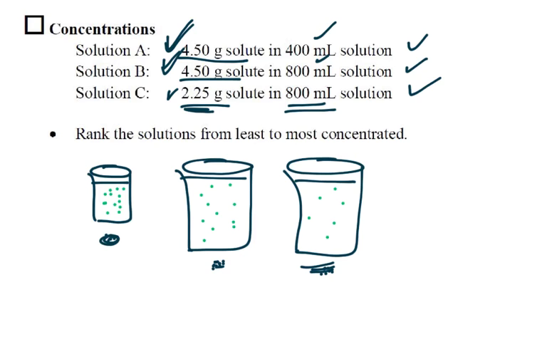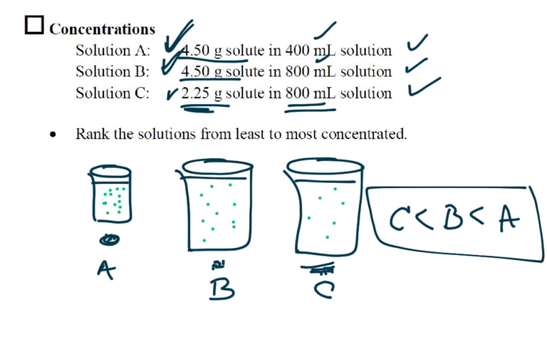So the least concentrated. To go from the least concentrated to the most concentrated, C would be the least concentrated, then it would be B, and then it would be A as the most concentrated. So I would probably write my answer: C is less concentrated than B, is less concentrated than A, and that would be a good way to do that question.